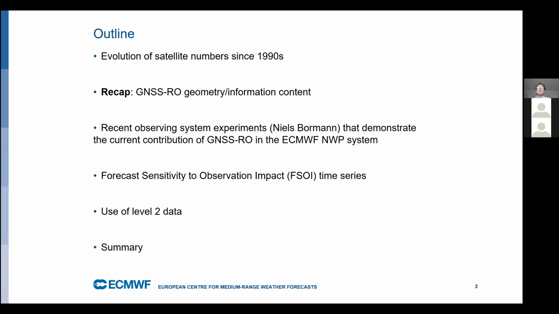And then I'll go into giving an overview of some recent observing system experiments that Niels Borman provided. And that gives you an indication of where occultation and radio occultation data is having an impact in NWP systems. I'll say a few words about what's called a forecast sensitivity to observation impact, which is a globally integrated measure of impact on forecast skill that we use quite a lot in numerical weather prediction.